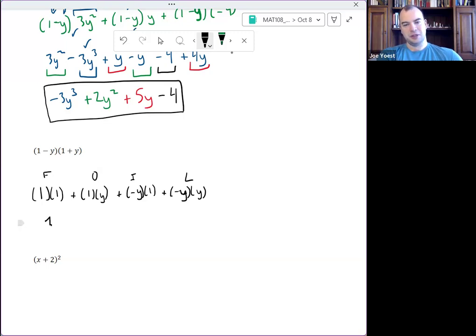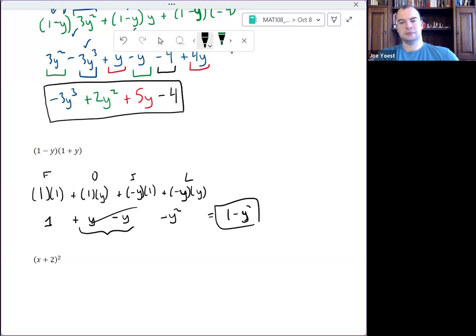But this gives me 1 times 1 is 1. And then plus 1 times y, minus 1 times y. So plus y minus y, and then minus y squared. I actually noticed that my inner and outer terms, what are sometimes called cross terms, perfectly cancel out. And I get 1 minus y squared. I get a much more simplified form.